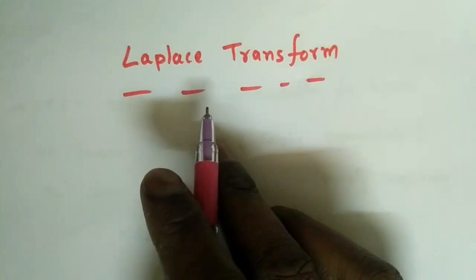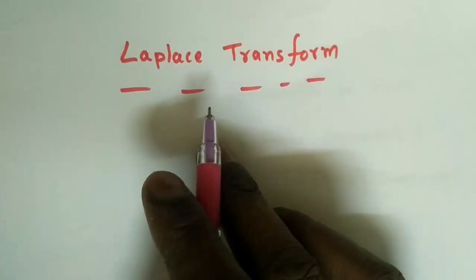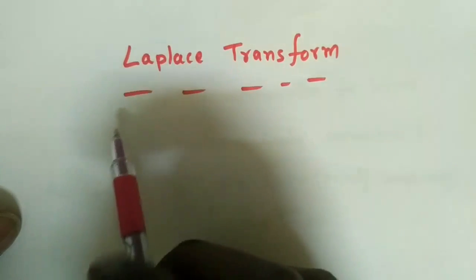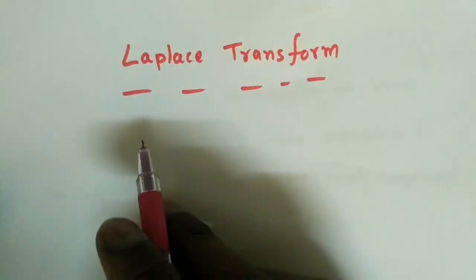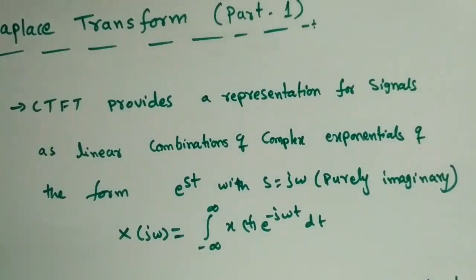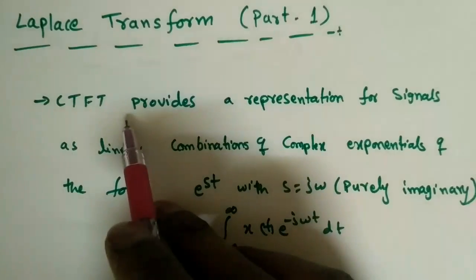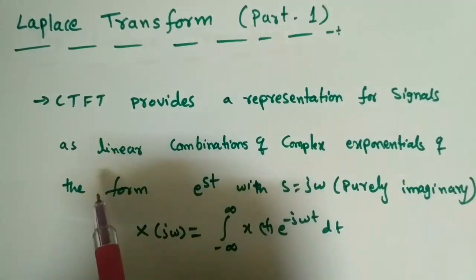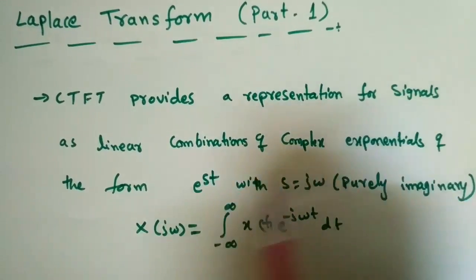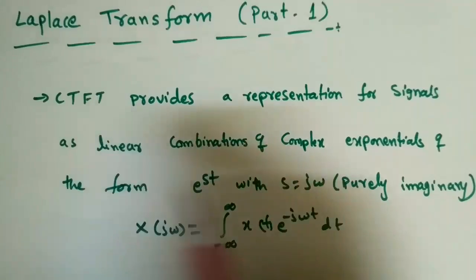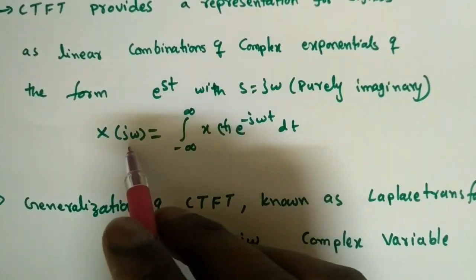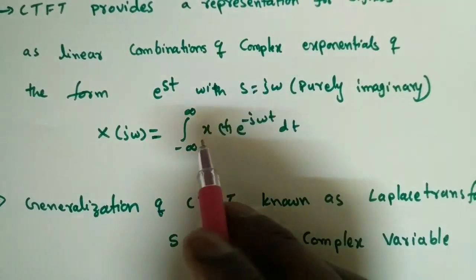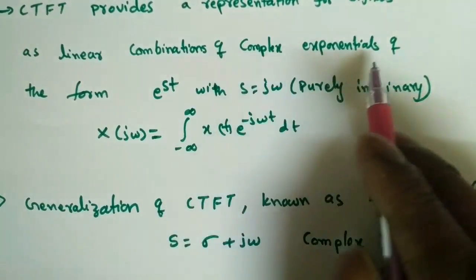Before we start the Laplace transform, we have to know some basics. What is the Laplace transform doing, apart from the continuous time Fourier transform? If you compare with the continuous time Fourier transform, it provides a representation for signals as a linear combination of complex exponentials of the form... We have seen the Fourier transform equation like this: X of j omega is equal to the integral from minus infinity to infinity of x of t into e power minus j omega t dt. So this looks like a linear combination of complex exponentials.